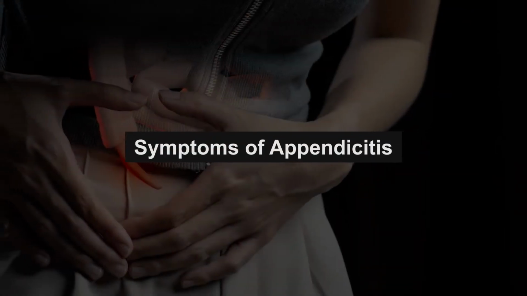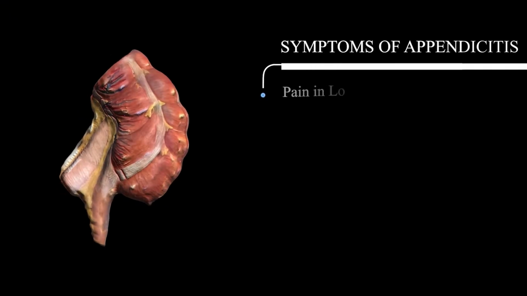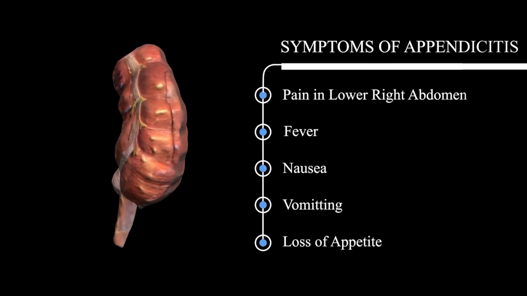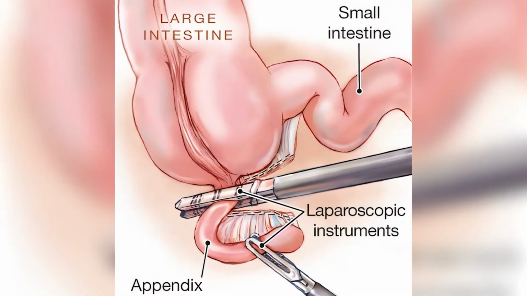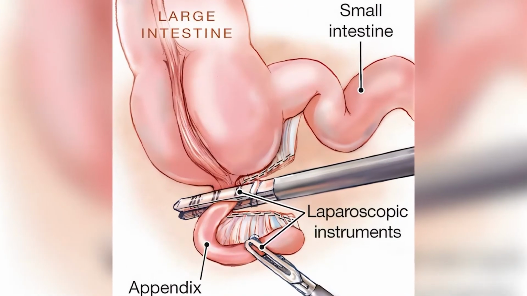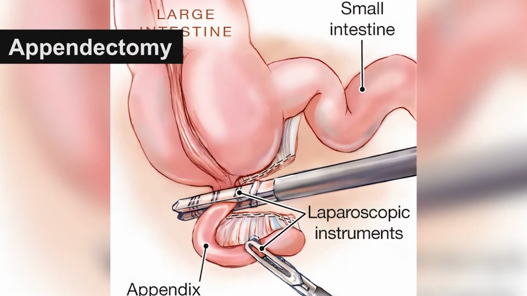Symptoms of appendicitis include sudden pain in the lower right belly, fever, nausea and vomiting, loss of appetite. Treatment usually involves removing the appendix through surgery, a procedure called an appendectomy.